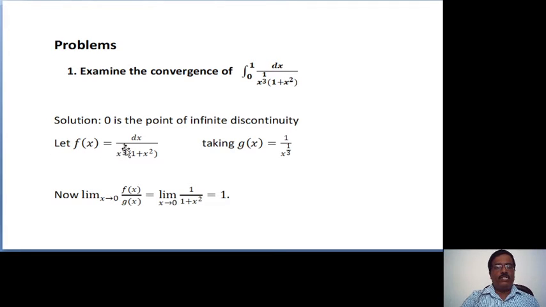Now let f of x be equal to 1 divided by x raised to 1 by 3 into 1 plus x square, and g of x be 1 divided by x raised to 1 by 3. Now the limit as x tends to 0 of f of x by g of x is equal to the limit as x tends to 0 of 1 divided by 1 plus x square. As we substitute x equal to 0, this gives 1.